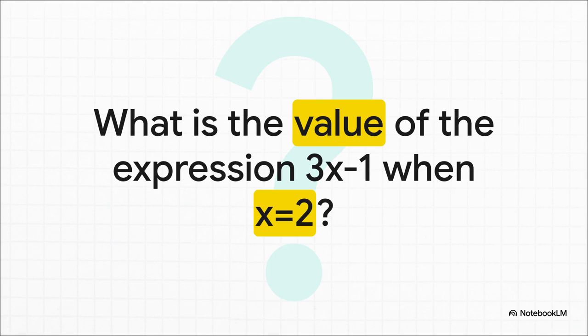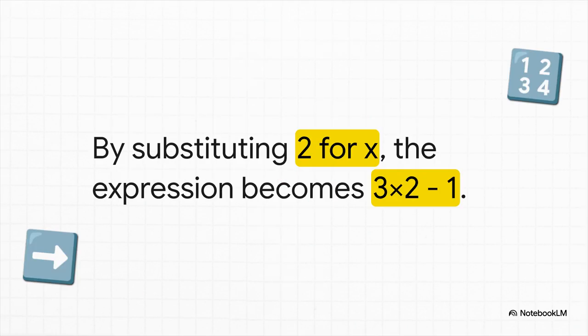Let's try one out. Take a look at this expression, 3x minus 1. Now, what if I told you that our unknown x is actually the number 2? What's the value of the whole thing? Simple. First, we just swap the x for a 2. And remember, 3x really means 3 times x, so our expression becomes 3 times 2 minus 1. From there, it's just basic math we all know how to do.